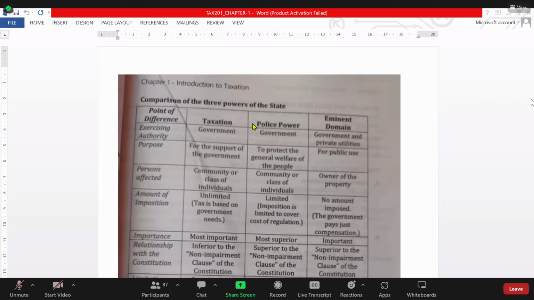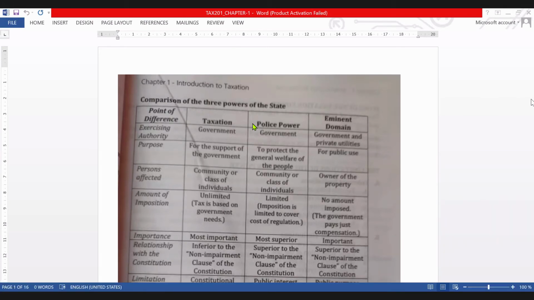How about your horizontal equity? When you say horizontal equity, it requires consideration of particular circumstance of the taxpayer. Dito na pumapasok yung tinatawag natin na equity. Okay? For example, A and B, para silang may income na 300,000. So same. Supposed to be. Okay? They should be taxed the same. Right?